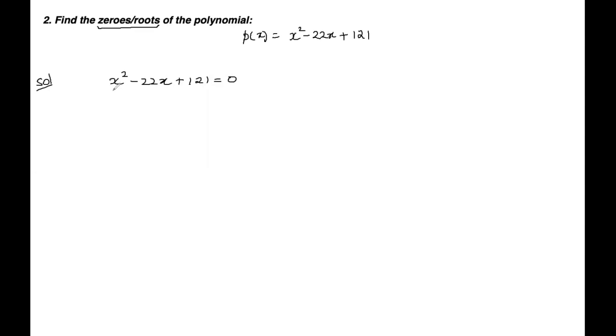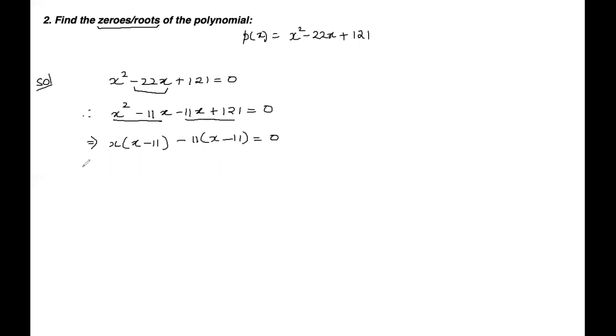Now this is a quadratic polynomial, right? So we need to solve it by dividing the middle term into 2 parts, right? What we will do is x square minus 11x minus 11x plus 121 is equal to 0. Fine. Now I'll take these two parts together, so it will become x into x minus 11 minus 11 into x minus 11 is equal to 0. It means x minus 11 into x minus 11 is equal to 0.